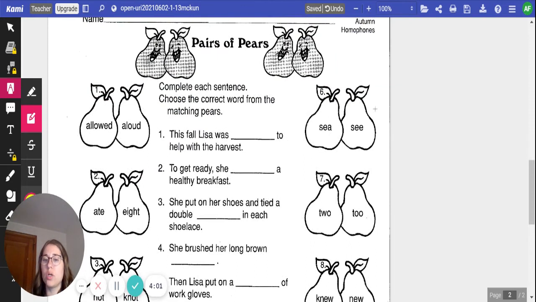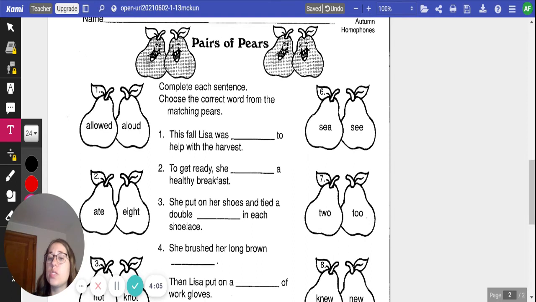On your paper, go ahead and number 1 through 10. We're going to complete each sentence choosing the correct word from the matching pairs. So if you look at the very top of our page, we have pair of pairs as our title. So pair can mean something that goes together, right? Like a pair of socks. And then that is spelled P-A-I-R-S. We also have pears like the fruit, which are spelled P-E-A-R-S. So that is a homophone, the word pair. It can either mean like a set of something or it can mean a fruit.